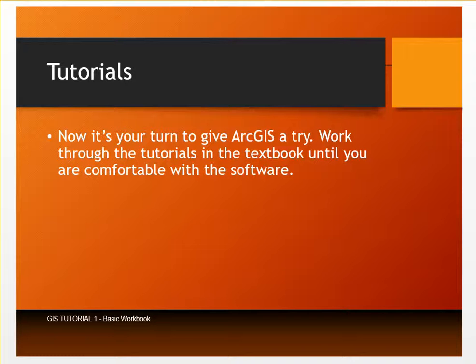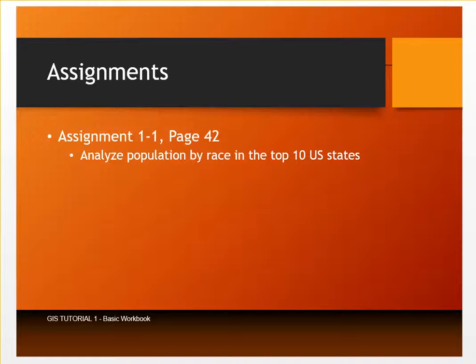I'll do a separate video of the assignment. I'll walk you through what steps you need to take to successfully complete the assignments. The assignment for this chapter is 1-1. It's on page 42 of your textbook, and you're going to take data from the Census Bureau and do a basic analysis of population by race in the top 10 U.S. states for total population. I hope you stick with me for chapters 2, 3, and 4 and up to 8, so go to it, have fun with it.